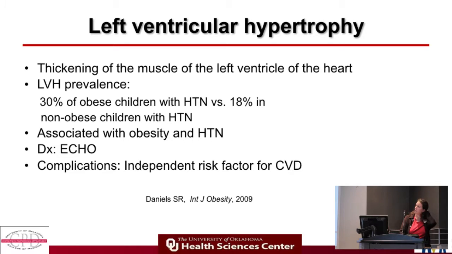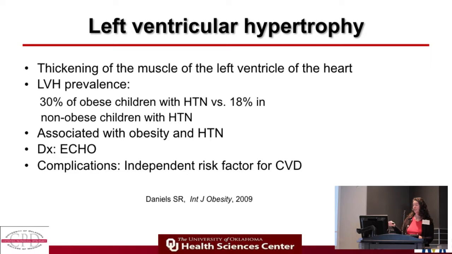And then hypertension leads to LVH, left ventricular hypertrophy. So we always get a baseline echo on our kids that do have hypertension. LVH is just thickening of the muscle of the left ventricle of the heart. It's present in about 30% of obese children with hypertension. So that's why we go ahead and get that baseline. We have several kids that already have LVH by the time they get to me. So they've had elevated blood pressure, and it can take a while to get into our clinic sometimes.